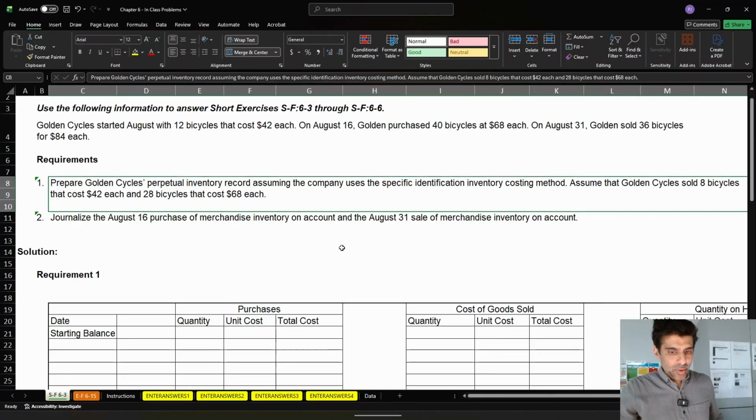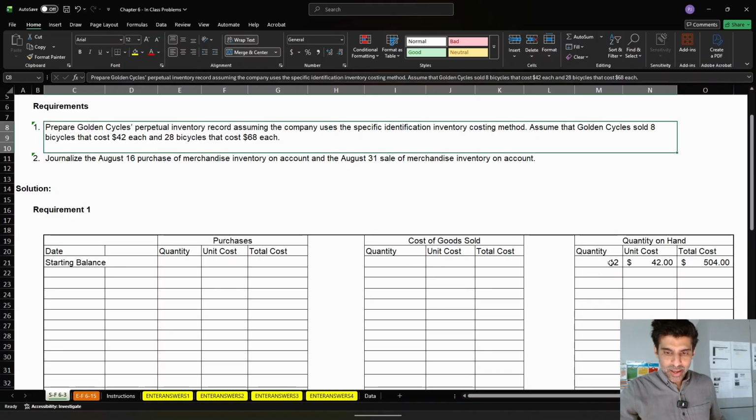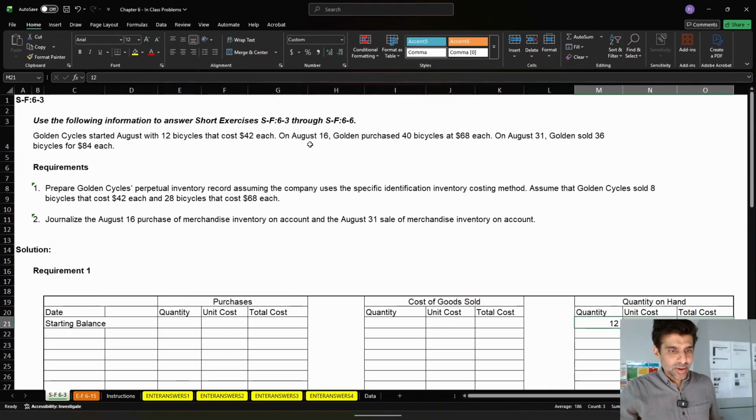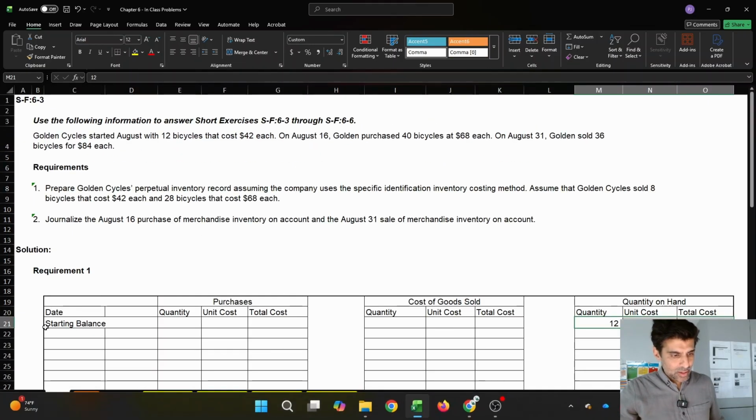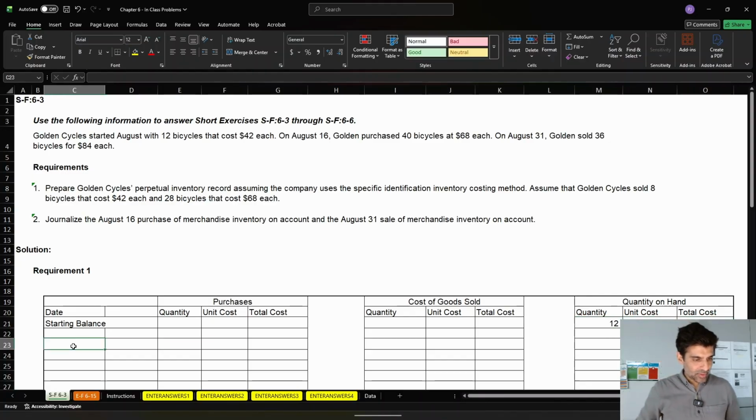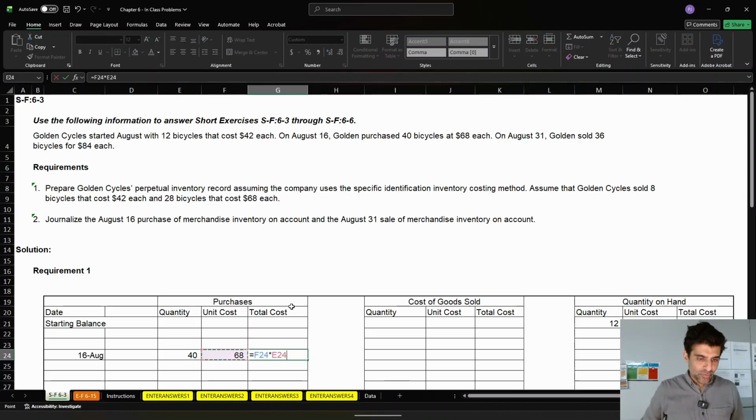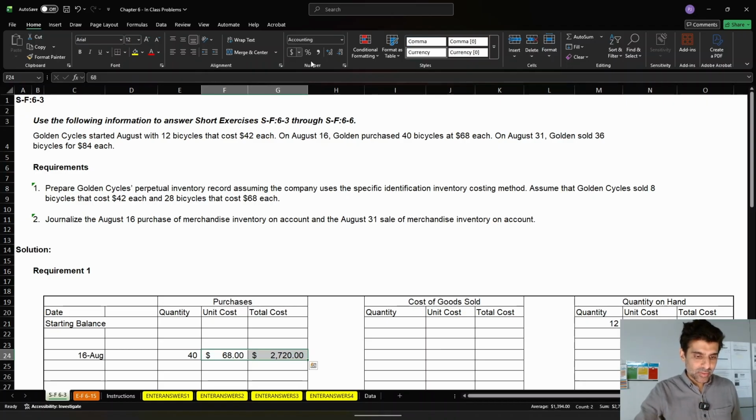So look, we have our starting balance already. We already entered this in. We have one purchase transaction. August 16th is the date of the transaction. It's saying we're buying 40 bicycles at $68 each. So quantity 40, unit cost $68. And the total value of this purchase is $2,720. Just make these dollar amounts to make this clear.